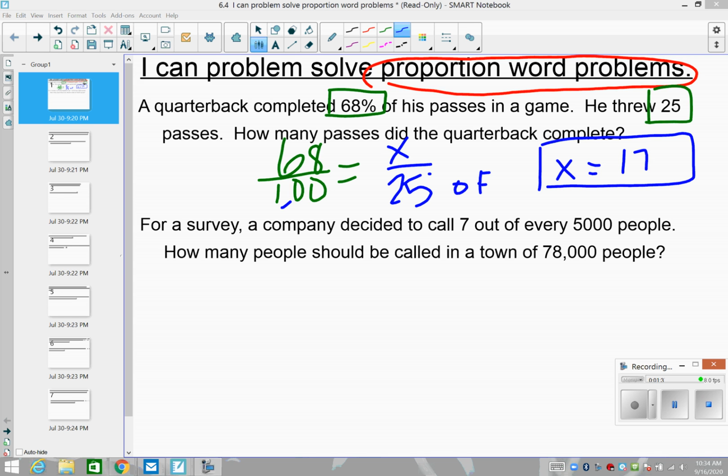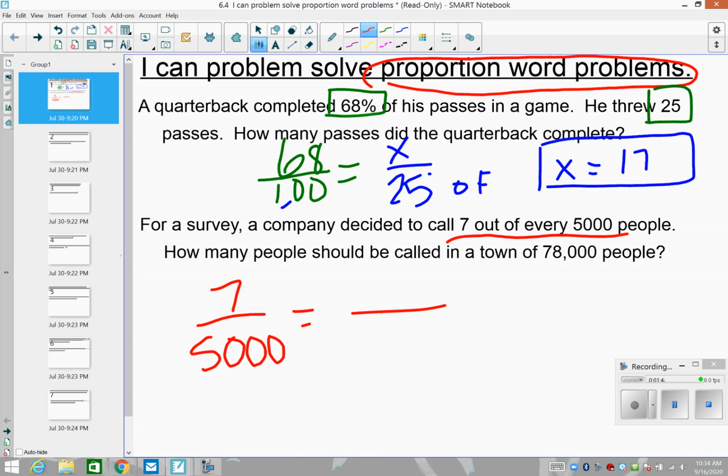Okay, so for the next question, for a survey, a company decided to call 7 out of every 5,000 people. So you're hearing that out of there, 7 out of 5,000. Ooh, this pen works so nice. It's so exciting. So they called for a survey 7 out of 5,000.